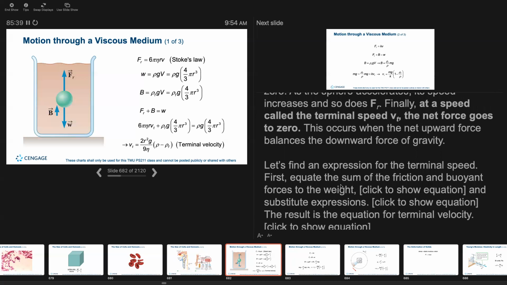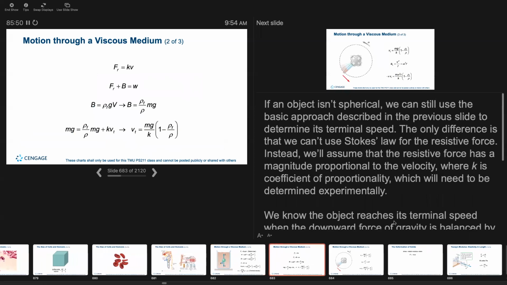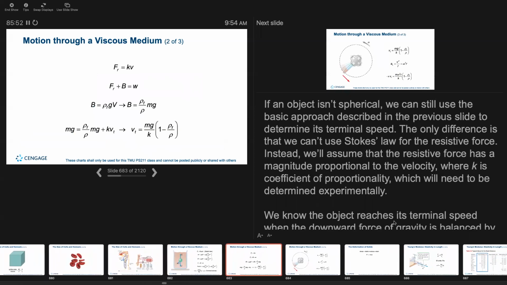Let's find an expression for the terminal speed. First, equate the sum of the friction and buoyant forces to the weight and substitute the expressions. The result is the equation for terminal velocity. If an object isn't spherical, we can still use the basic approach described in the previous slide to determine its terminal speed. The only difference is that we can't use Stokes' law for the resistance force.